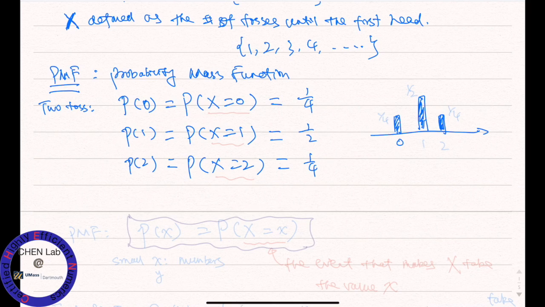Like 0, 1, 2, right? You use a line segment to denote the relative size of the value. So here is 1/4, here is higher, 1/2, 1/4, right? That's a mass: the quantity, the amount of stuff on that point. The weight. That's why it's called a mass function. Does that make sense?